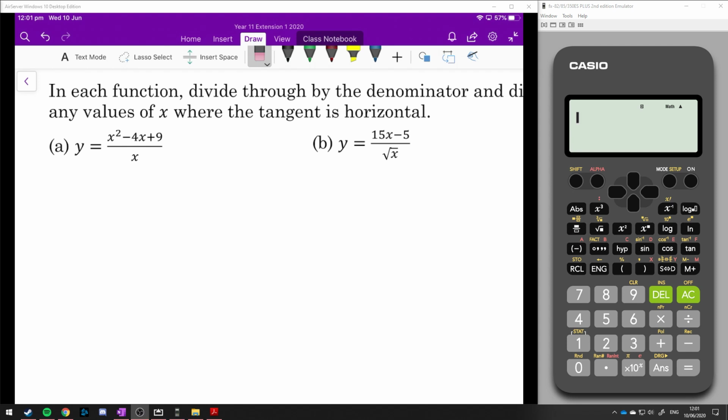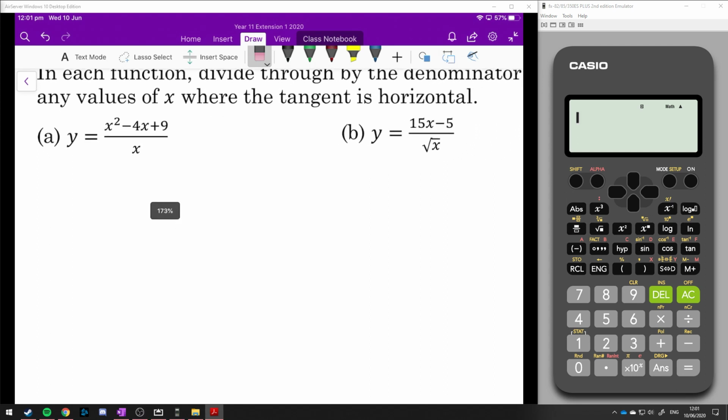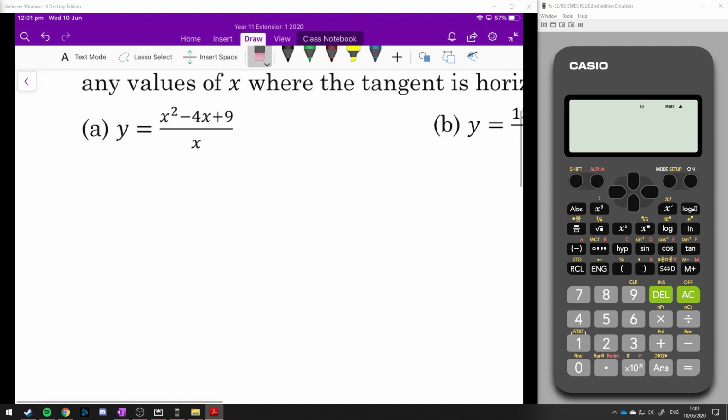So we're going to start off with one that's not got any fractional indices in it, but it's just to get us in the idea of how we're going to be solving these. So let's have a look. We've got y is equal to (x squared minus 4x plus 9) all over x. So what we're going to do is rewrite this as y is equal to, and we're going to divide through by x. So it's going to be x minus 4 plus 9 on x.